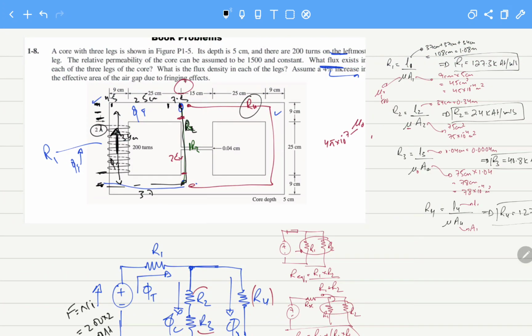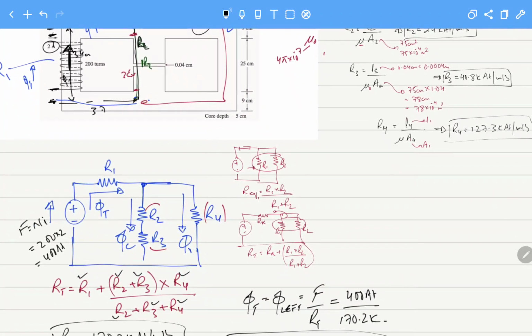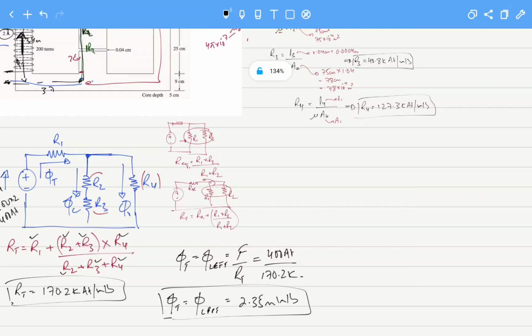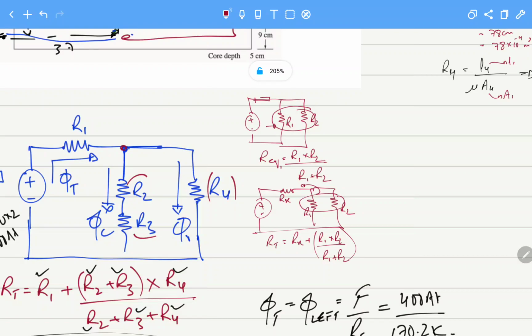Yes, so now what flux exists in the 3 legs of the core? So in the left we have calculated this much flux is flowing. Now to understand the next part, I would like the students to remember the current divider rule, because in this circuit, this is flux of T, this is flux here, and it is getting divided into 2 branches. This is similar to a total current I and I1 over I2.